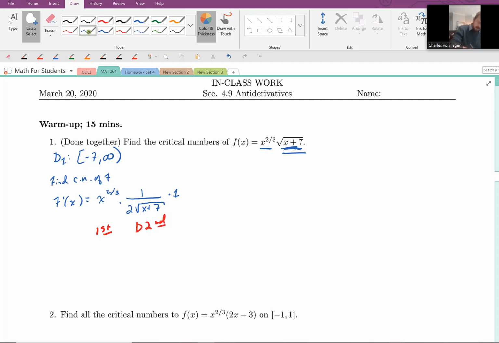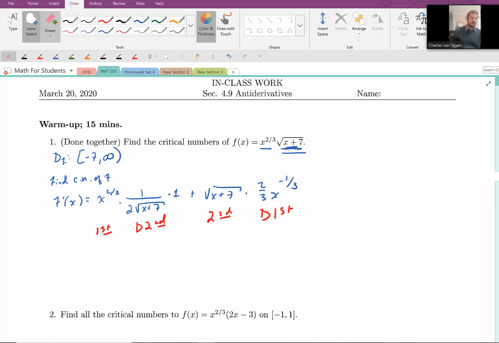And I'm going to add to that the second, which is the square root of x plus 7, times the derivative of the first, which would be 2/3 x to the minus 1/3. So again, there was the second derivative of the first. So folks, all I did there was the product rule. And as far as the calculus is concerned, we're basically done with this problem. We just have to answer what the critical numbers are. But now we've got an algebra task ahead of us.